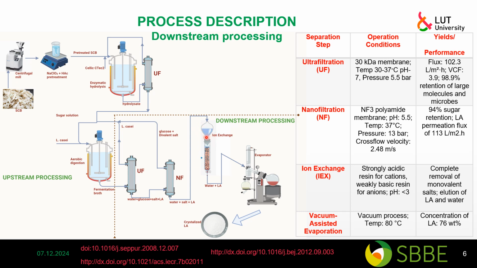In the ion exchange, we use selective resins to be able to remove the monovalent salt while permeating dilute lactic acid, which is further concentrated using vacuum-assisted evaporation. At 80 degrees, it is able to concentrate the lactic acid to about 76% by weight. An additional step is crystallization, which helps in the production of solid lactic acid.